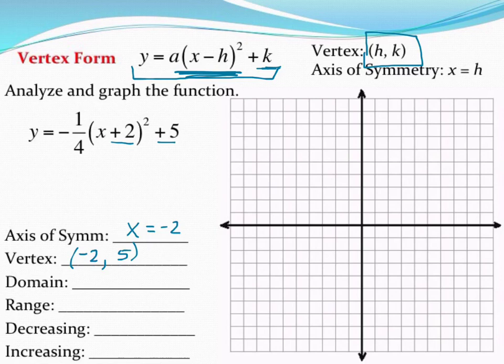And then let's see, domain. Well, in the other video we talked about how a parabola's domain is always going to be all reals, -infinity to +infinity, because there's no breaks in the parabola. It goes forever left and right in both directions, so we have all reals there.